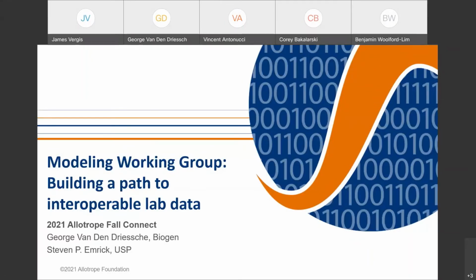I'm a scientist at Biogen, and today I will be co-presenting with Steve Emrick from USP, and we will be providing an overview about how the modeling working group operates to develop allotrope data models, also known as ADMs, that help build a path towards interoperable lab data.